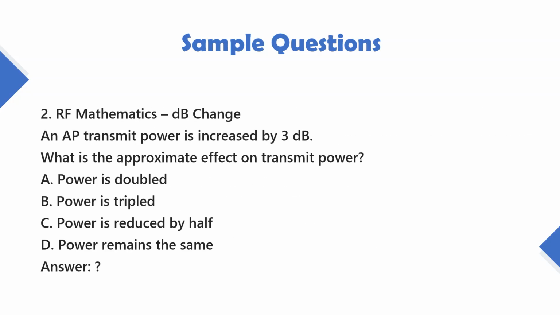2. RF mathematics, dB change. An AP transmit power is increased by 3 decibels. What is the approximate effect on transmit power? A. Power is doubled. B. Power is tripled. C. Power is reduced by half. D. Power remains the same.